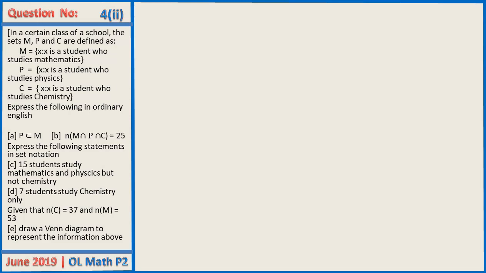The B part of the question: in a certain class of a school, the sets M, P, and C are defined as M equals {x such that x is a student who studies mathematics}, P equals {x such that x is a student who studies physics}, C equals {x such that x is a student who studies chemistry}. Express the following in ordinary English. P is a subset of M. P is a subset of M means all the students who do physics also do maths, or all physics students are mathematics students.